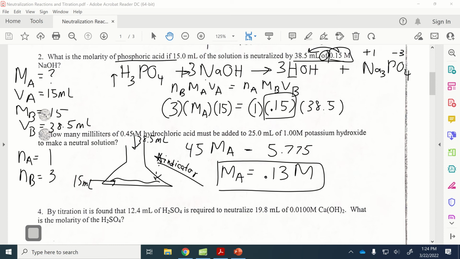Again, think about it. Why would it take so much more base than acid? H3PO4 has 3 hydrogens on it, so it has to be able to neutralize all of those hydrogens. Okay? But that's where we basically create all this. I'll do one more.